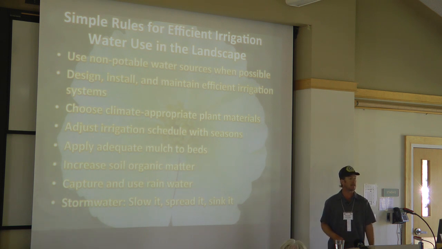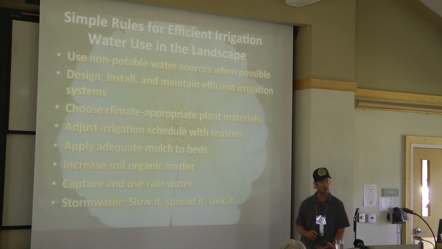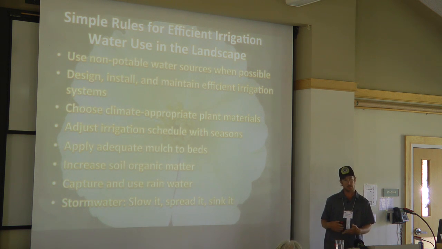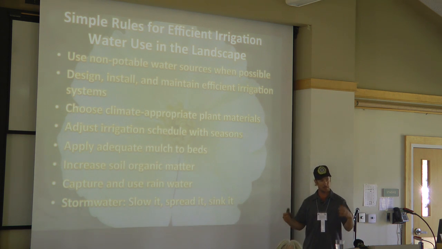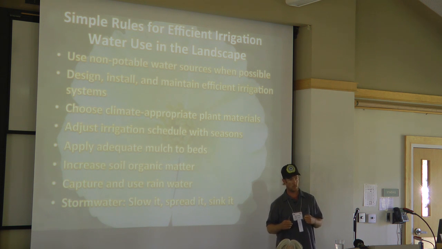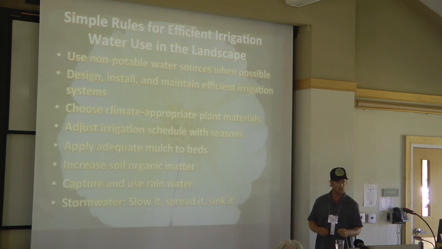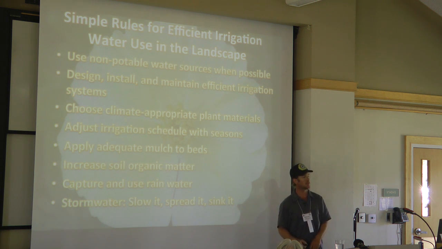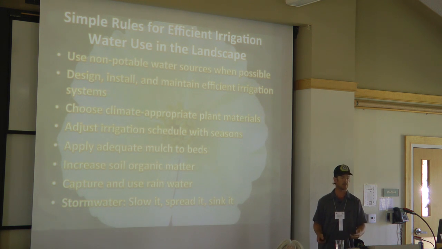You always want to apply adequate mulch to all your perennial beds. Mulch helps retain soil moisture. It decomposes over time, so it helps build soil organic matter, which increases the soil water holding capacity. And it also helps prevent weed seeds from germinating. And it looks nice. It looks a lot better than the bare soil.